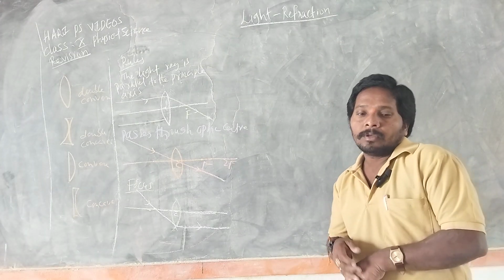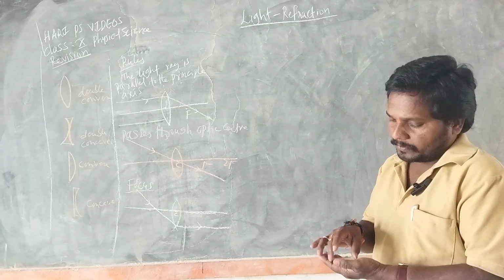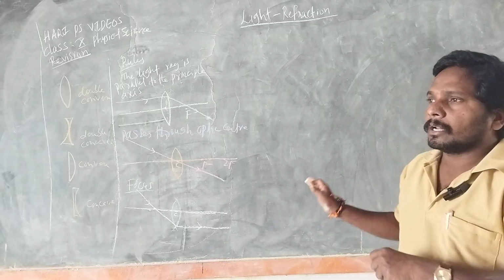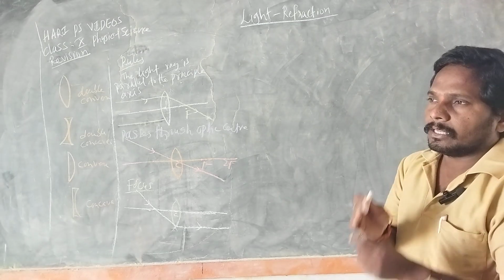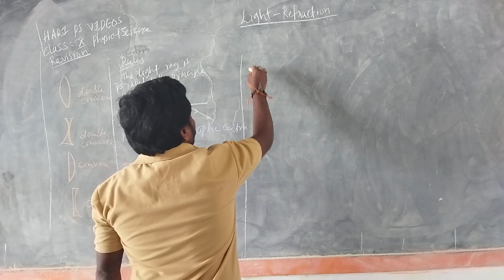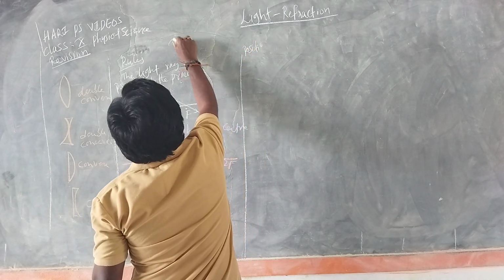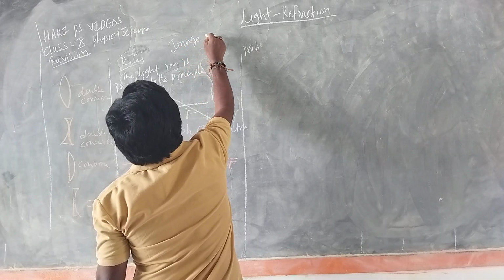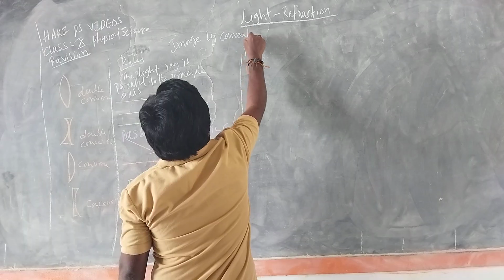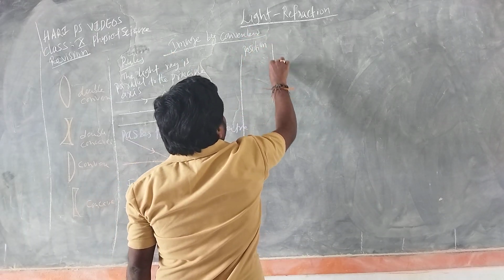Now let us know the formation of image by a convex lens. As we discussed in the case of the concave mirror, similarly we have to discuss here. It is very easy to understand. Rules of image formation, image by lenses, image formation by convex lens, position of an object.